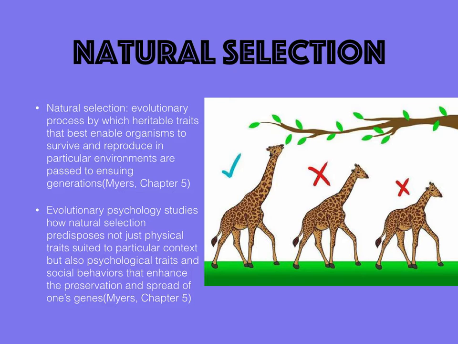Natural selection is the evolutionary process by which heritable traits that best enable organisms to survive and reproduce in particular environments are passed to ensuing generations. Evolutionary psychology studies how natural selection predisposes not just physical traits suited to particular contexts, but also psychological traits and social behaviors that enhance the perseverance and spread of one's genes. Like the tendency to be a more positive person or a more outgoing person is going to be more attractive to people than someone who's always negative all of the time.